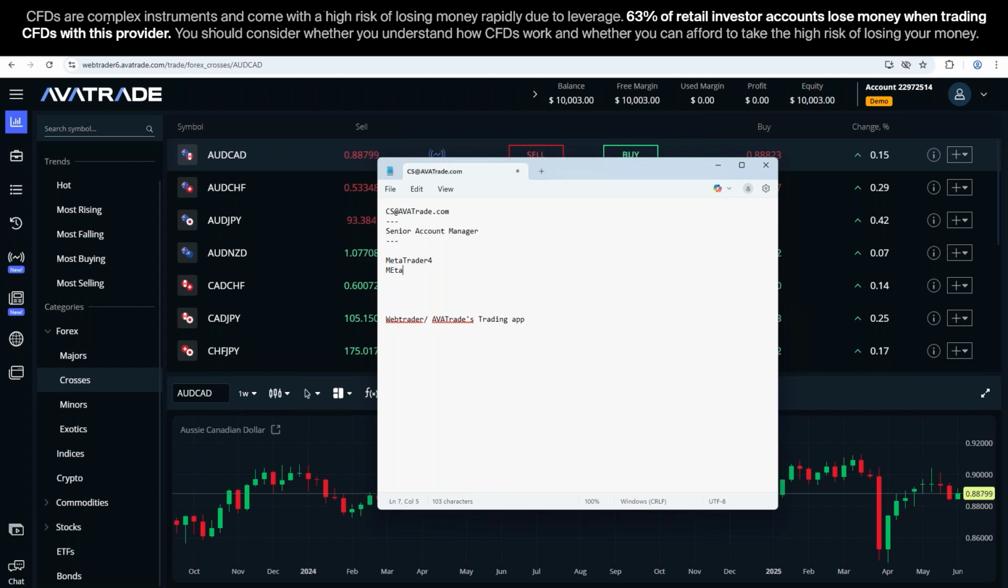just for people to know, which are MetaTrader 4, MetaTrader 5, and other futures and other options, and lastly, AvaSocial.